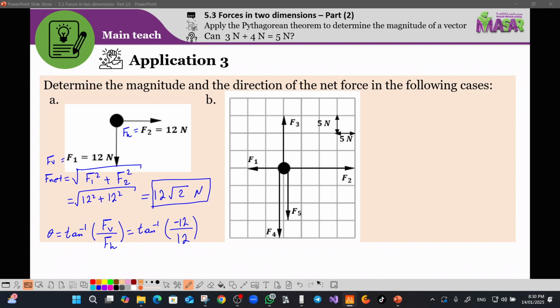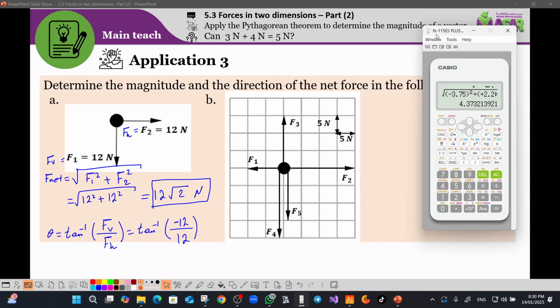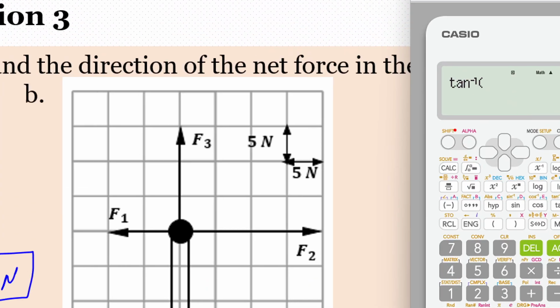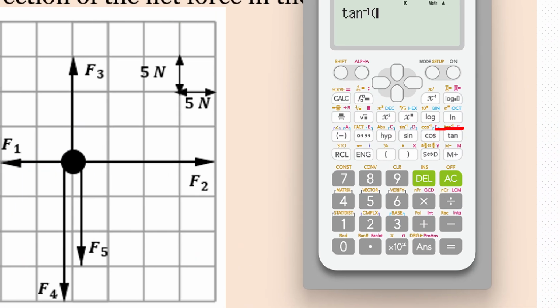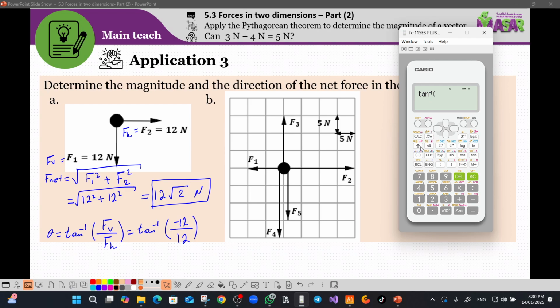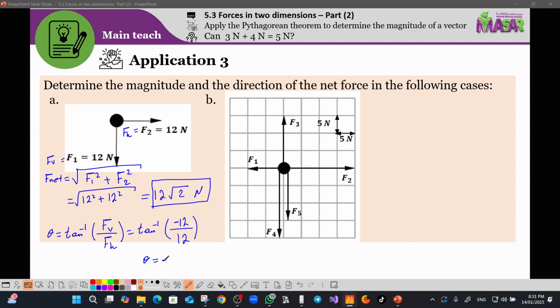Now, let's plug this into the calculator and let me show you how. In the calculator, first we use shift and tan. If we press these together, we get the tangent inverse. Please double check that you have minus 1 as a power for the tangent. Now let me add the fraction to include Fv and Fh: minus 12 over 12, and for sure the answer will be negative 45. So the direction is negative 45 degrees.